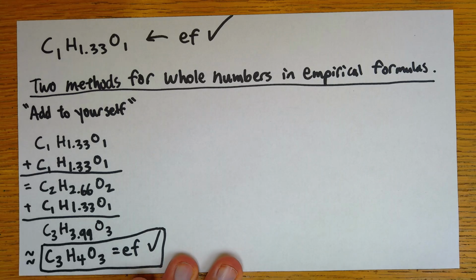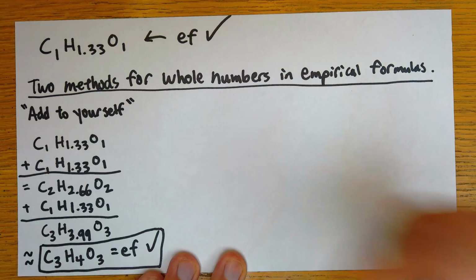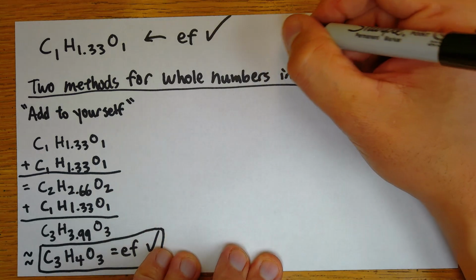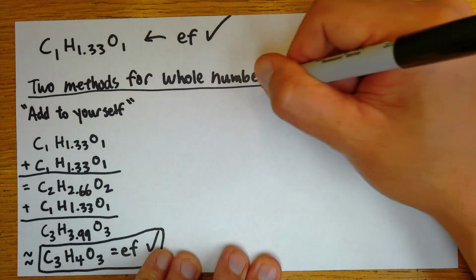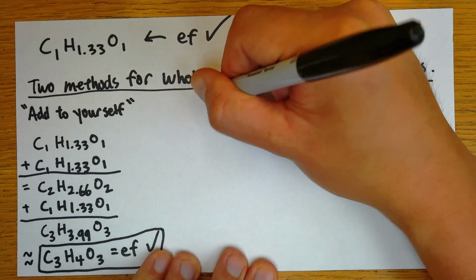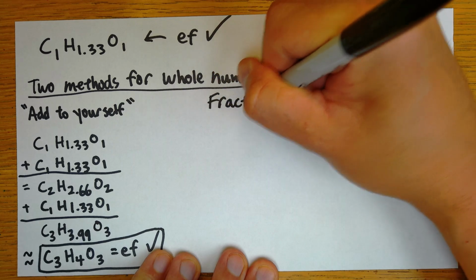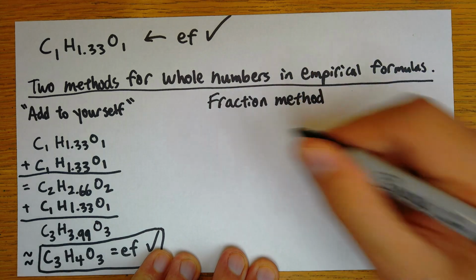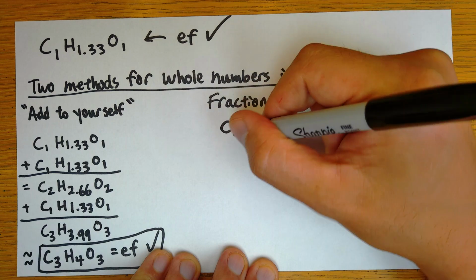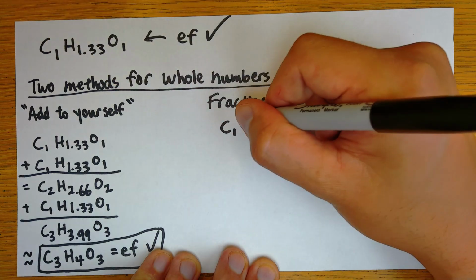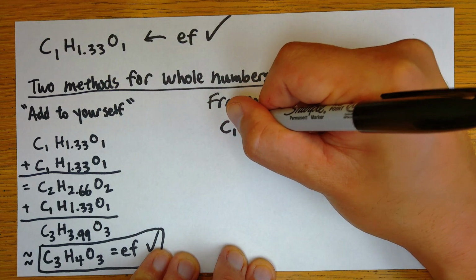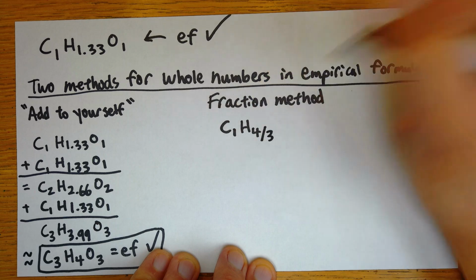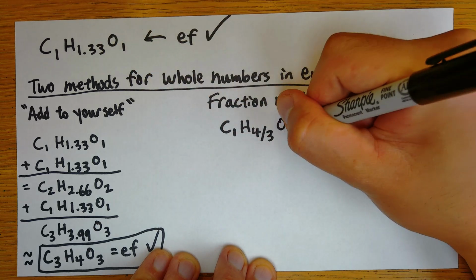In my teaching experience, people overwhelmingly enjoy this method. But for those who have mathematical comfort, I'll call this the fraction method. And that is to realize, if we write C1, that's easy. But then for the H1.33, you realize that is the same as 4/3. 4/3, and then O1.